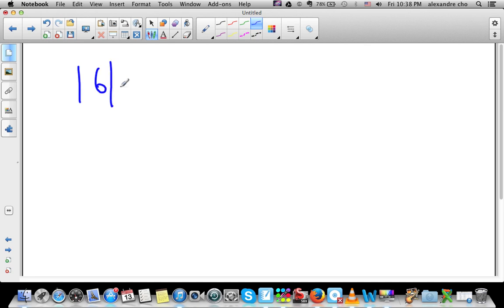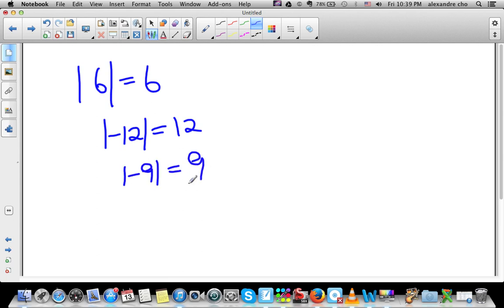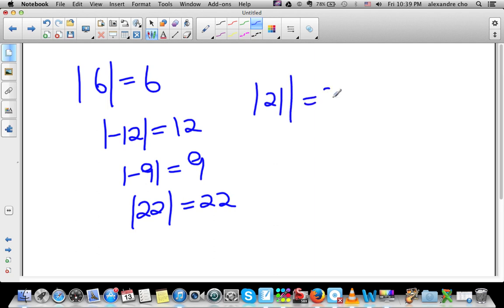Absolute value of 6 is 6 because 6 is 6 steps away from 0. Absolute value of negative 12 is 12 because negative 12 is 12 spaces away from 0. Absolute value of negative 9 is 9 because negative 9 is 9 spaces away from 0. Absolute value of 22 is 22 because 22 is 22 steps away from 0. I'm sorry, that's supposed to be 21. Absolute value of 21 is 21.